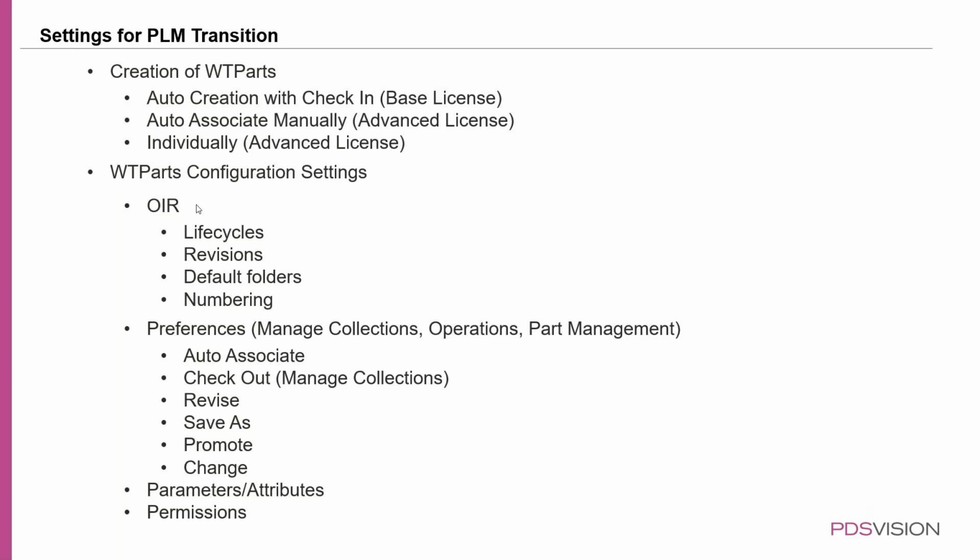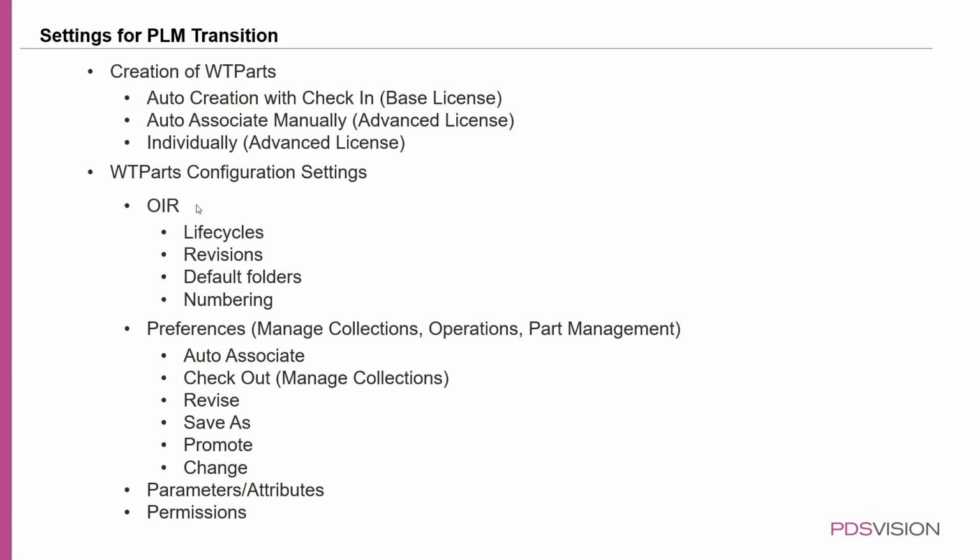Same thing with checkout, revise, save as. As we're going in and doing our checkouts, our revise, our save as, or any of those options, we also want to make sure that we're collecting the WT parts. So when we do a revise, we want to automatically not just collect the CAD file, but also automatically collect the associated WT part.